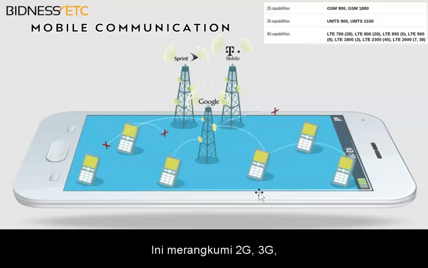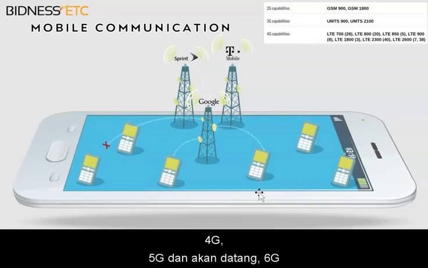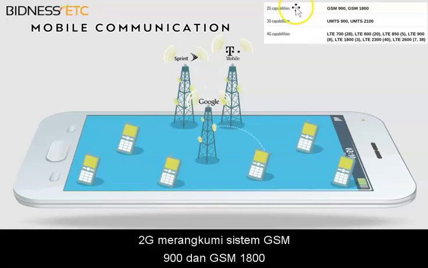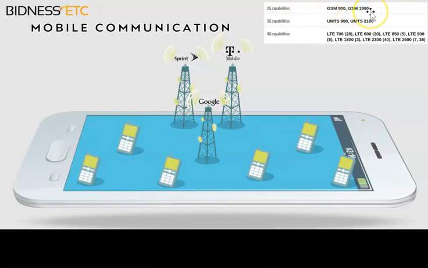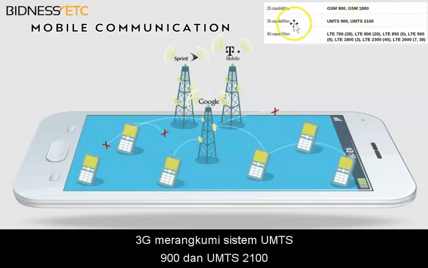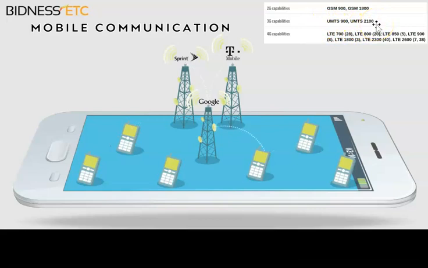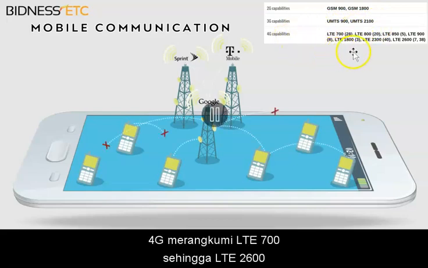They have 2G, 3G, 4G, and 5G capabilities, and in the future, 6G. For 2G capabilities, we have GSM 900 and also GSM 1800. For 3G capabilities, we have UMTS 900 and UMTS 2100. For 4G capabilities, we have more, from LTE 700 up until LTE 2600.